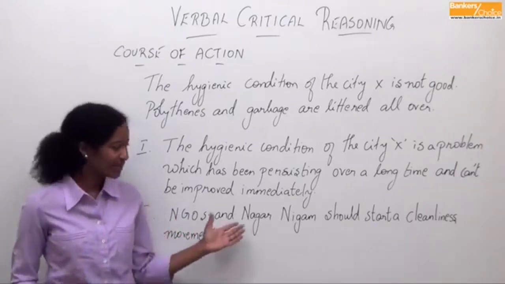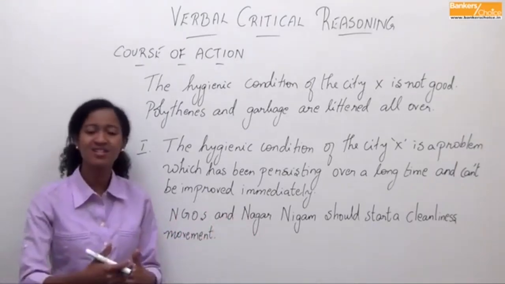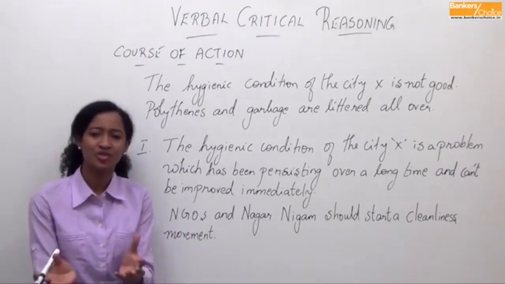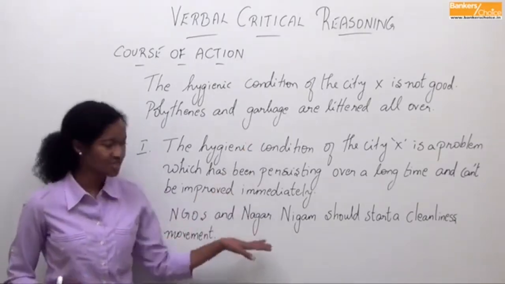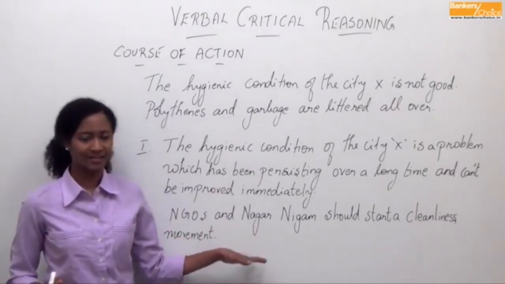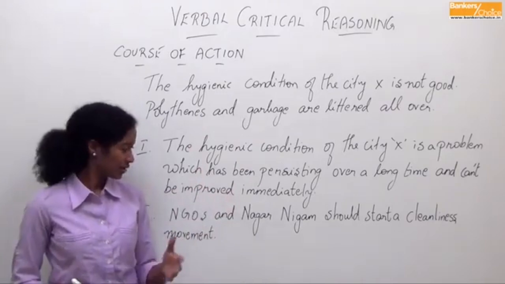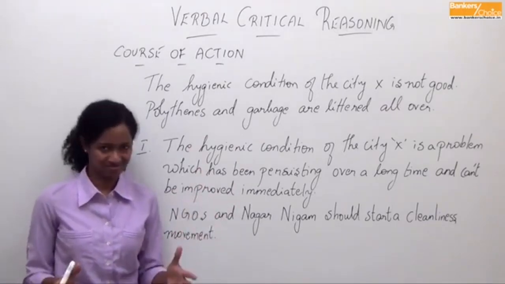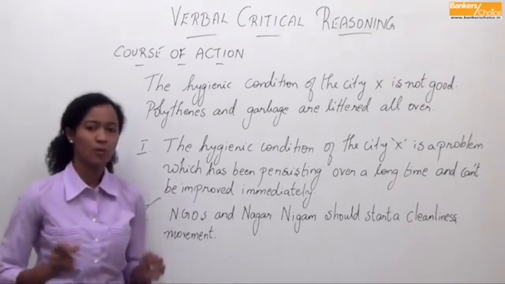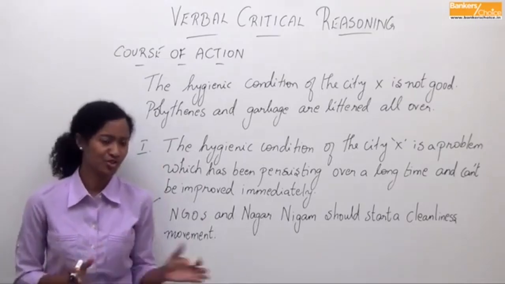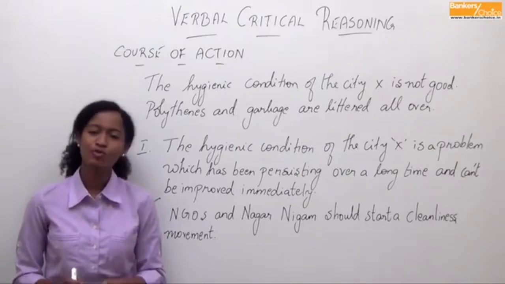What's the plan? I think NGOs and Nagar Nigam should start a cleanliness movement. Now this is setting some sequence of activities that will help the situation. Now this is a logical plan, right? So for me, from the options, I know immediately that only option 2 will fit the bill, right? So if you ask me, option 2 is the logical course of action to follow based on the information that we have in the statement. Let's move to our next statement.